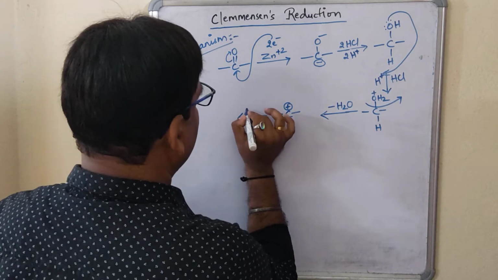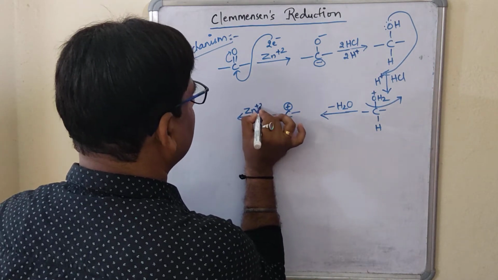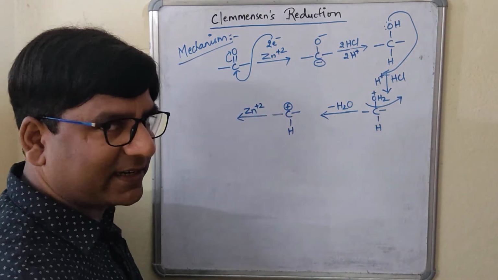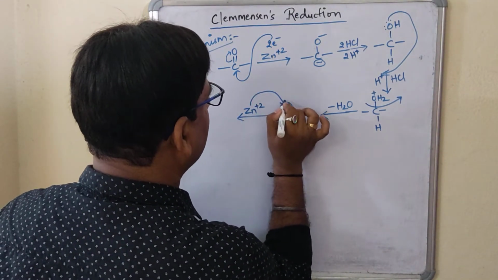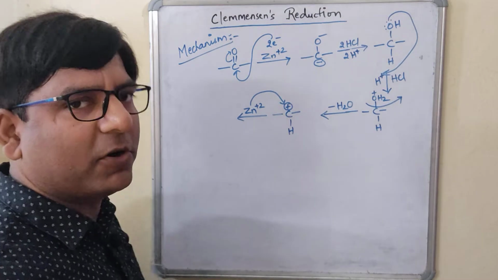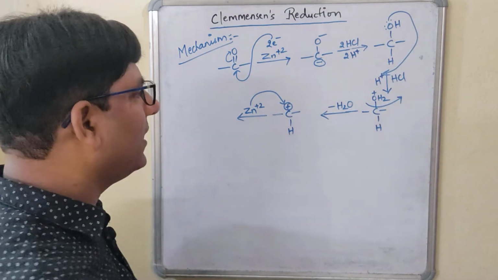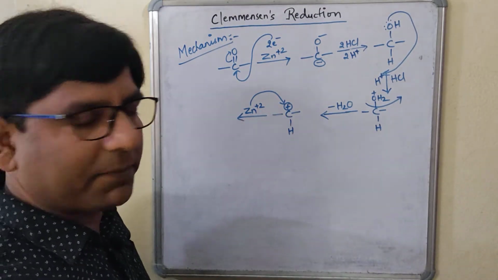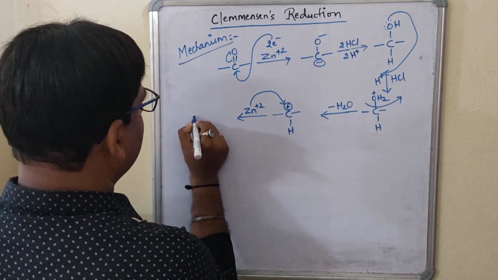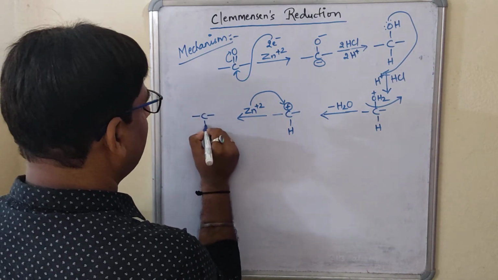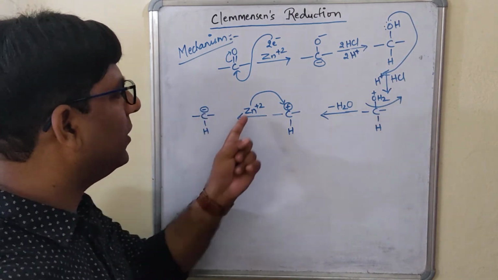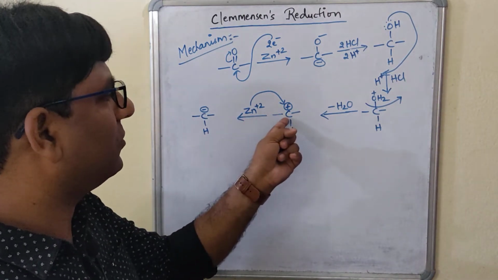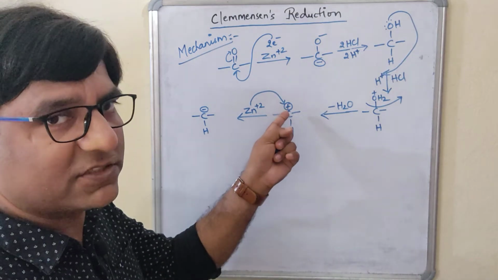What we will do? We will use Zn2 plus because it has 2 electrons. It can give 2 electrons. Now this Zn2 plus will give its electron to this carbon bearing a positive charge, right? Now when it is given to this carbon bearing a positive charge, here it will get converted into what? It will get converted into negative. Why? Because 2 electrons have gone to this carbon bearing a positive charge.